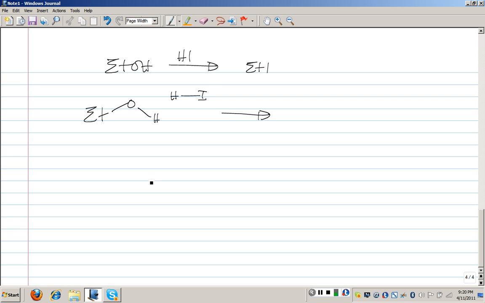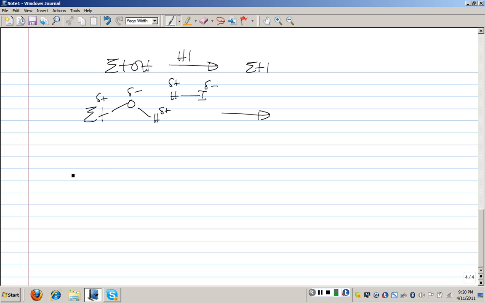And again, I can do the same thing. I can say, well, the I is delta minus, and the H is delta plus. This is delta plus, this is delta minus, this is delta plus. And I can say the iodine is delta minus, and perhaps I can have the iodine attack the delta plus, the ethyl group. And that's possible because I need to make an ethyl I bond.